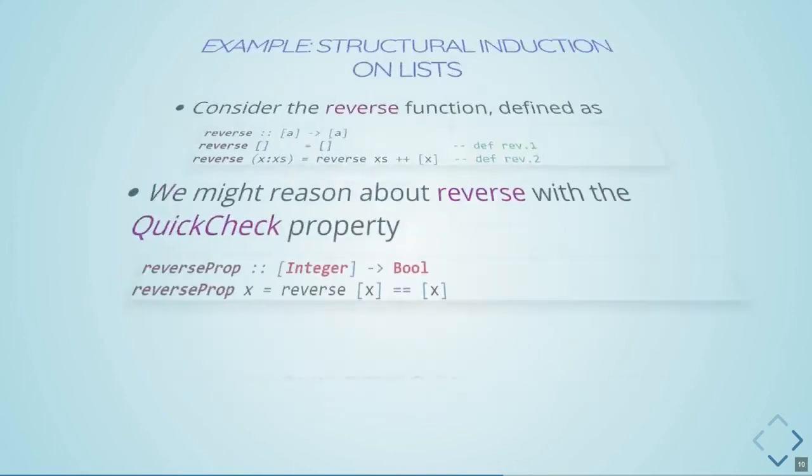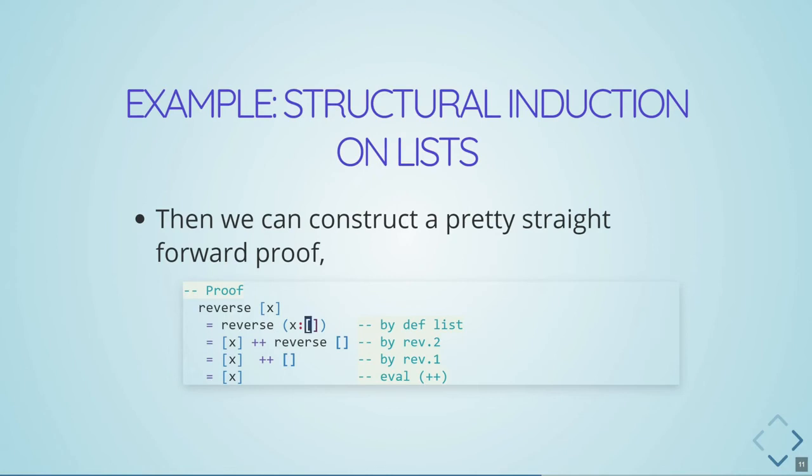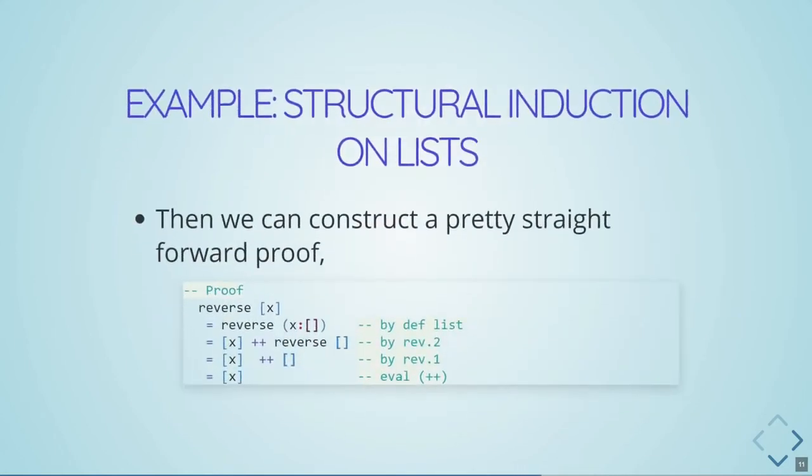Use the second definition, this definition right here, to expand what happens when you have x colon xs. In this case, when it's x colon empty list, it becomes the reverse of the empty list plus the list of x. Then by the first definition, the reverse of the empty list equals just the empty list. We get the empty list plus the list of x. And then we know, the same way that anything plus 0 is just that same thing, that a list plus the empty list is just that same list. So we have the list of x.